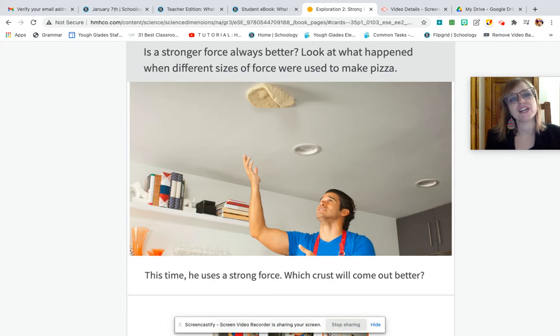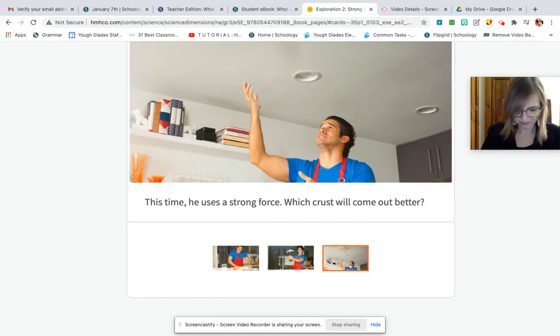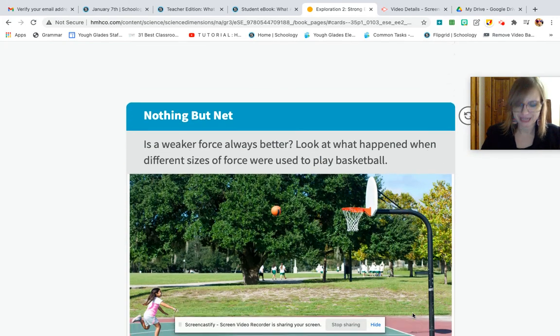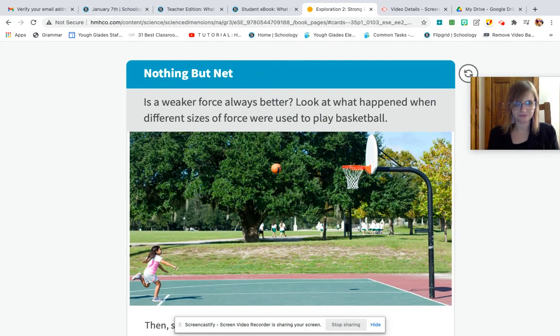So what was better here? Is stronger force always better? Not always, not in this case. So in your book, you have two photos and you need to look at the force that the pizza maker is making in both those photos. And I need you to choose which picture shows the pizza maker using a weaker force. After you mark that, let's move on to nothing but net.